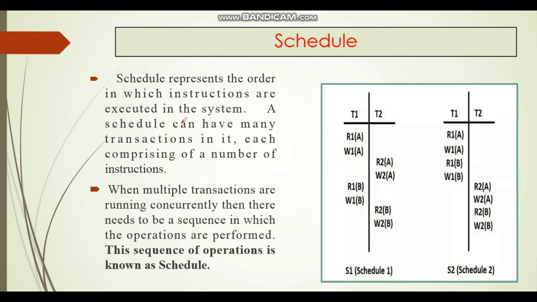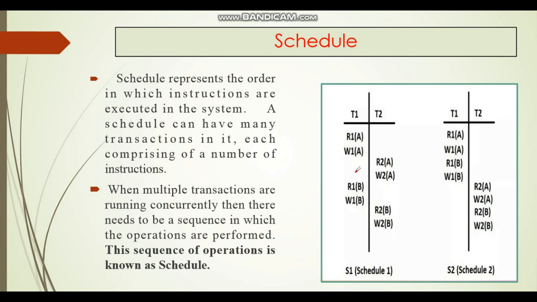A schedule can have many transactions in it, each comprising a number of instructions. When multiple transactions are running concurrently, there needs to be a sequence in which the operations are performed. This sequence of operations is known as a schedule. So basically, a schedule is nothing but how the instructions of your transactions are executed.